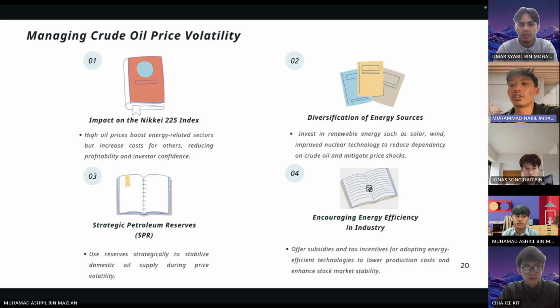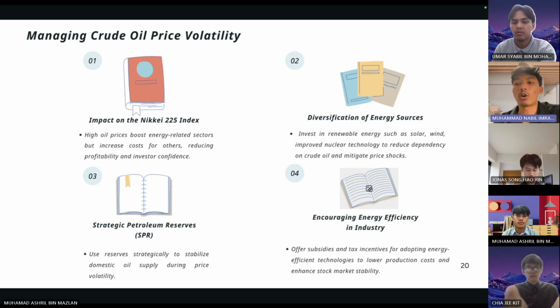Another crucial approach is maintaining strategic petroleum reserves. By effectively managing these reserves and strategically releasing oil during periods of high price volatility, the government can cushion the economy from external shocks and minimize disruptions in the stock market.